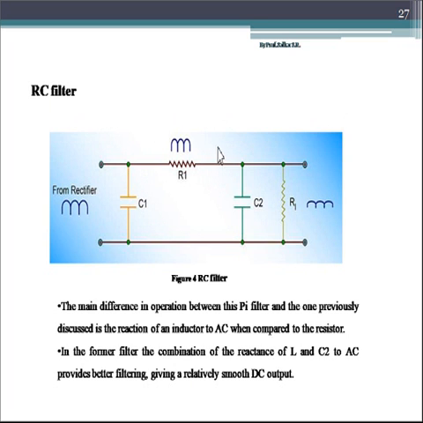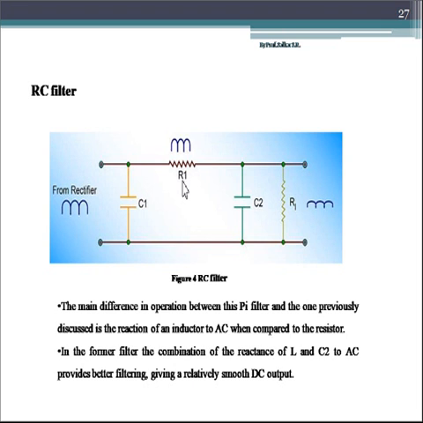This type of filter is also called a pi filter because its circuit looks like the letter pi. Here also the input and output waveforms are given. Instead of using a series inductor, we are going to use a series resistor.